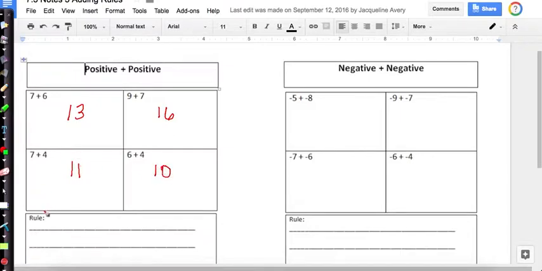So what's our rule here? What did we do? Well, we add and keep the answer positive.